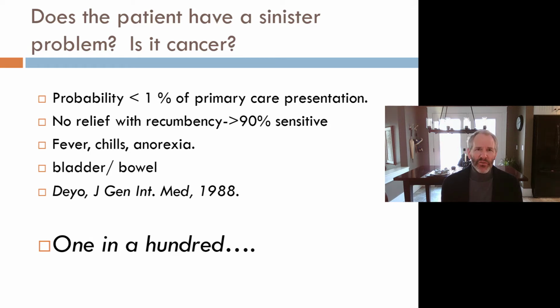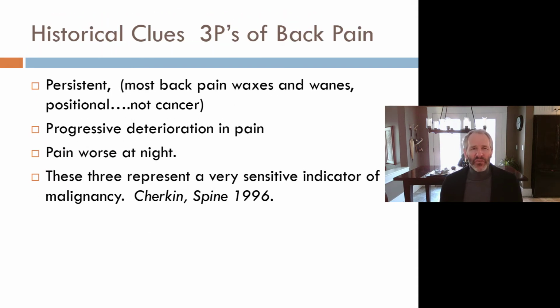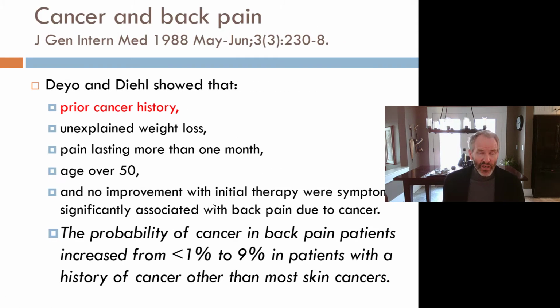Metabolic features, so fevers, chills, not having an appetite, bladder, bowel disruption, these things are significant risk factors. Pain that's persistent. Most back pain really does wax and wane. It's not there all the time, a constant barrage. Things that are not positional, then we start thinking of a potential tumor-based cause. Again, pain that's worse at night. These represent the useful clues that a person may have a malignancy. Most valuable clue is whether the patient has had previous cancer.